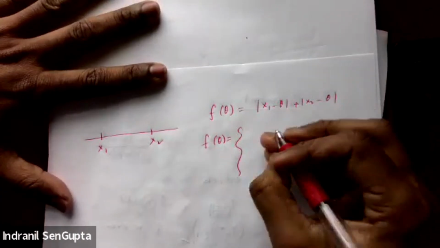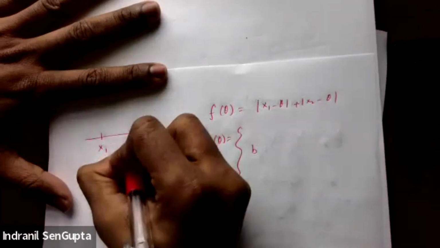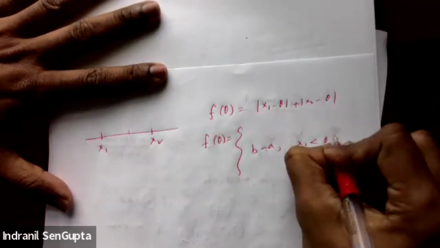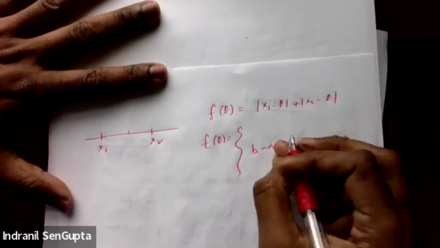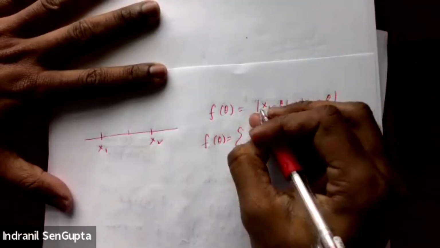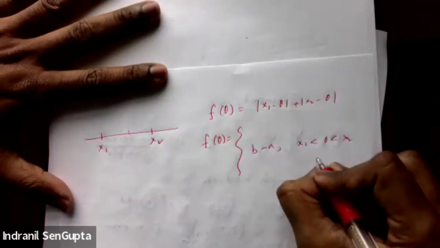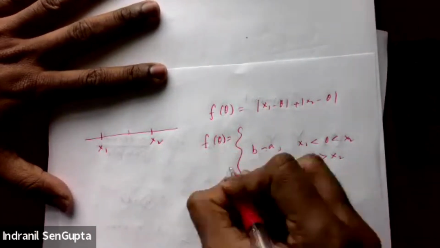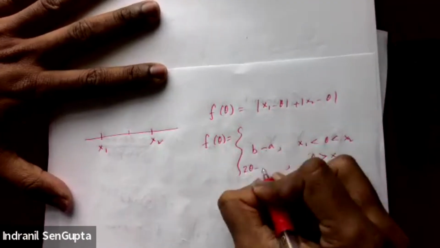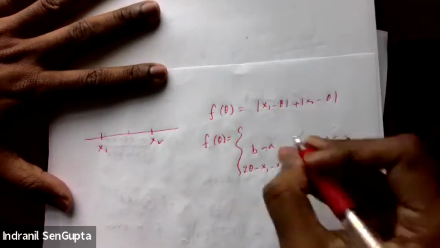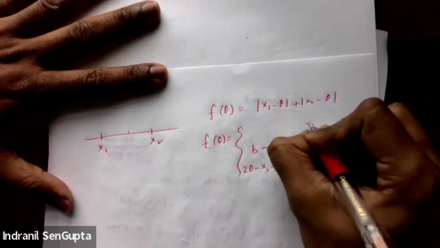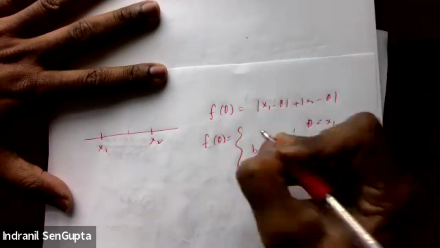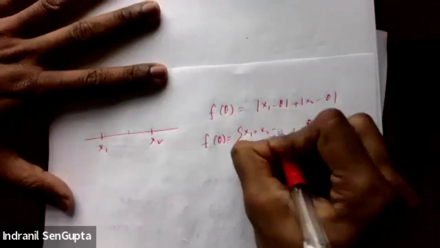So f(theta): if theta is between x1 and x2, its value is the constant b minus a. If theta is bigger than x2, its value is 2 theta minus x1 minus x2. And if theta is less than x1, its value is x1 plus x2 minus 2 theta.